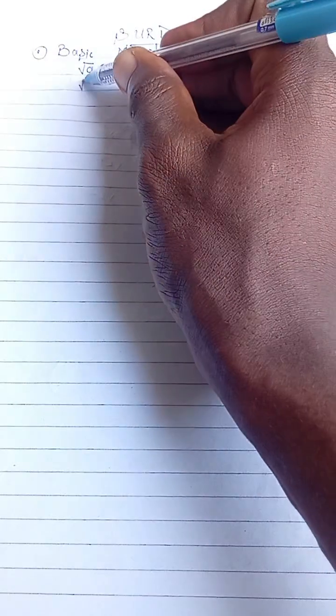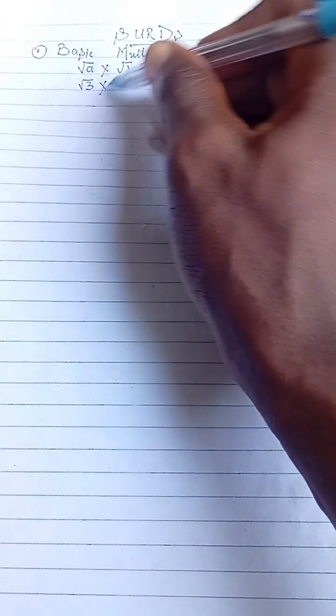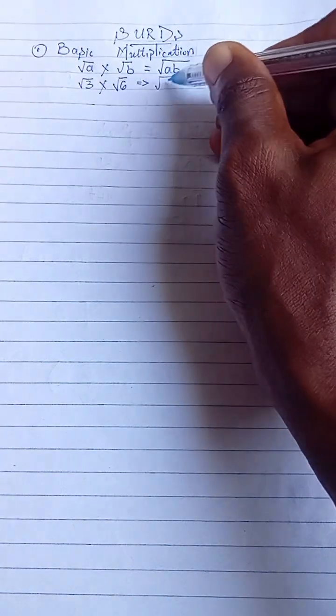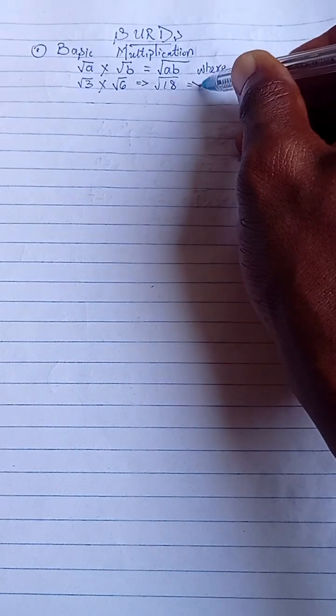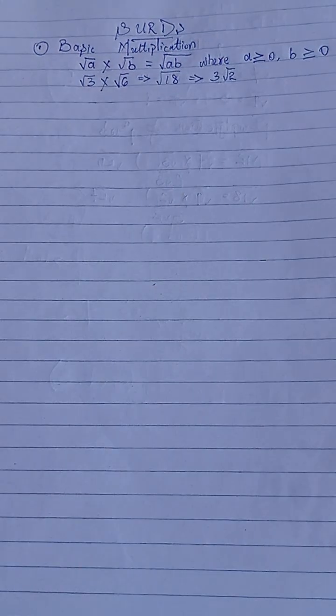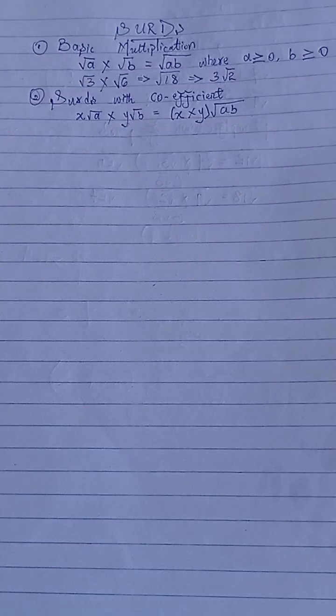So for instance, I have something like this: root 3 times root 6. This now is going to give us root 18, of which if you've been following us, you know that this is going to be 3 root 2, right? Basic surd. So let's look at the surd with coefficient.